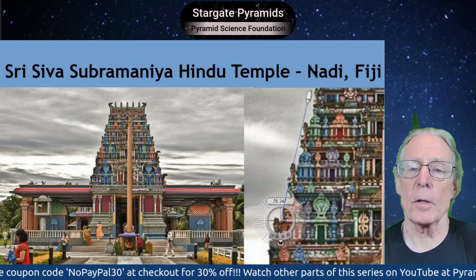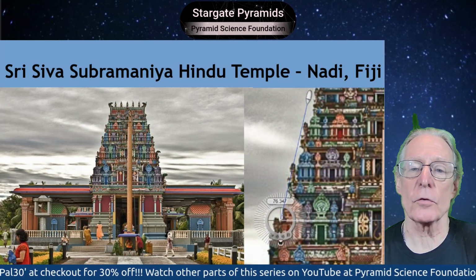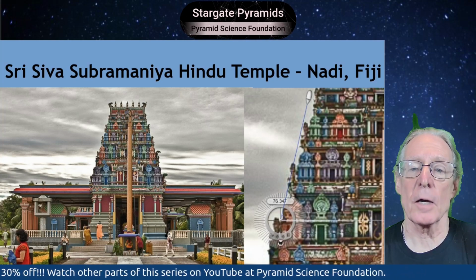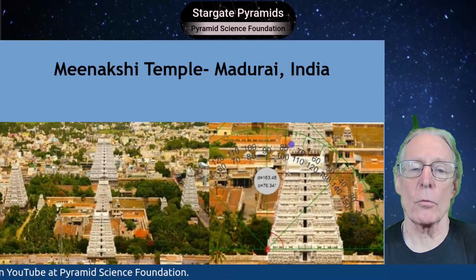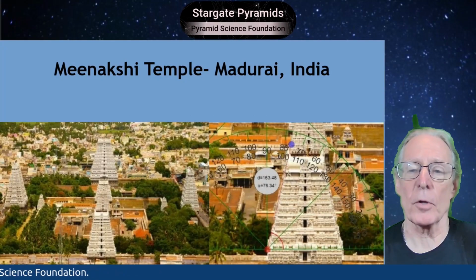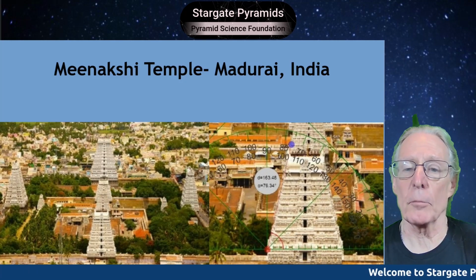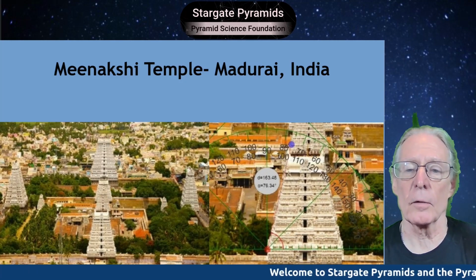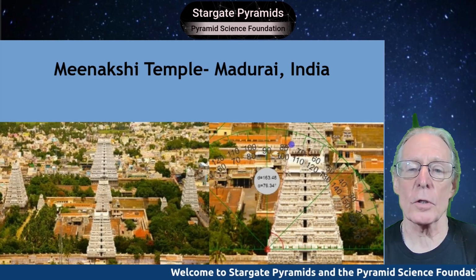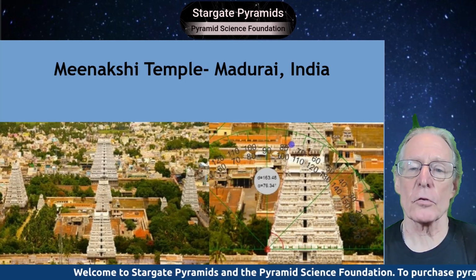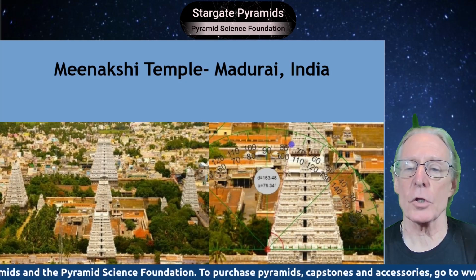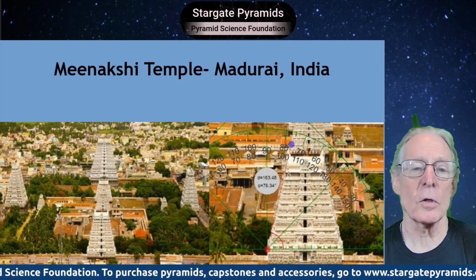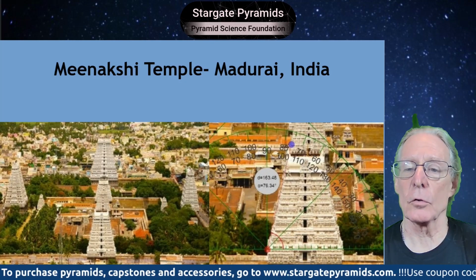Here's another example in Fiji, the Sri Siva Subramaniya Hindu temple. Here's another one of the Dravidian temple complexes in India. It looks very similar to the Thiruvannamalai in its general construction and layout. This is called the Meenakshi Temple in Madurai, India. Meenakshi is one of the female deities, major deities in the Hindu religion.